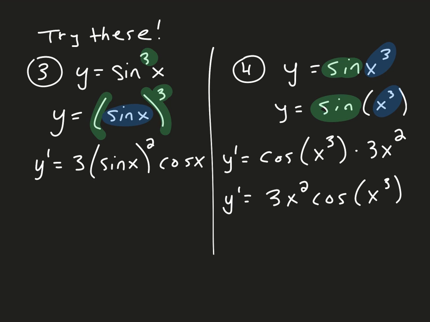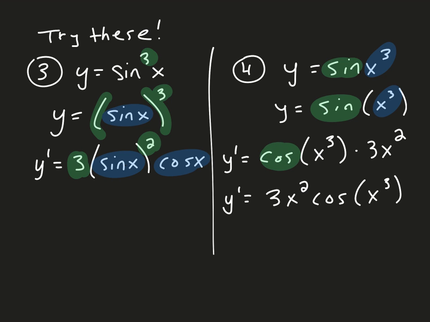So evaluating number 3, outer, then inner, I drop my 3 down, I keep the sine the same, the derivative of sine is cosine. So I multiply by cosine of x afterwards. On number 4, the outer part is the sine function.